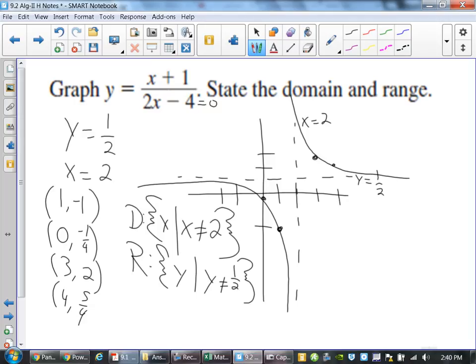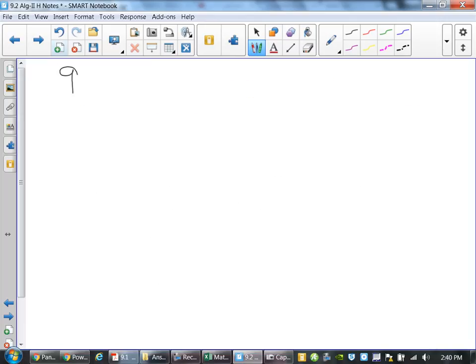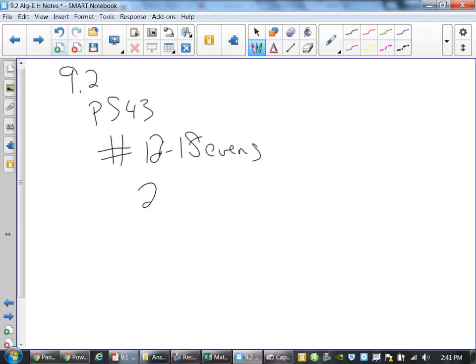Homework wise, in 9-2, I think it's 5 something. No, it's on page 543. Can I go to a clean slide? Put it up. This is 9-2, page 543. 12 through 18 evens. And then 24 to 38 evens as well.